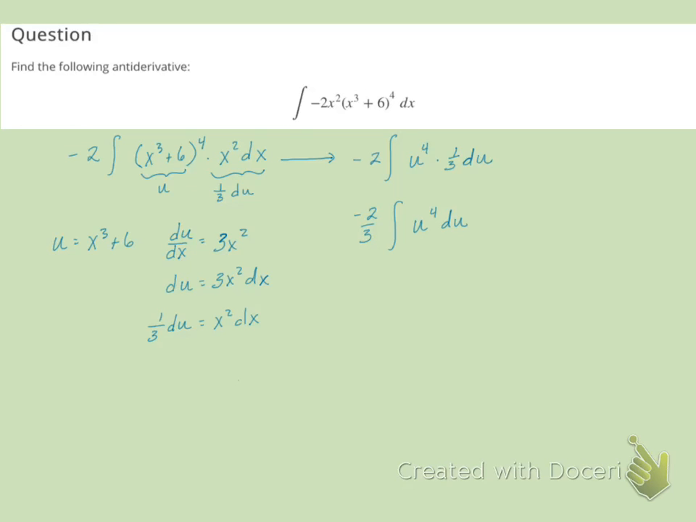And now I can apply that power rule. And so I'll increase that power by 1 and divide by the new power, giving me negative 2/15 u to the 5th plus c. But I don't want to leave my answer in terms of u because this is an indefinite integral. I want to put this back into terms of x. So remember that u is x cubed plus 6. So we're going to replace that back in, and we'll have x cubed plus 6 to the 5th plus c.